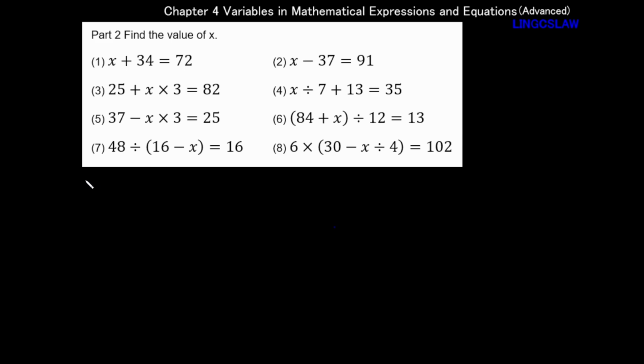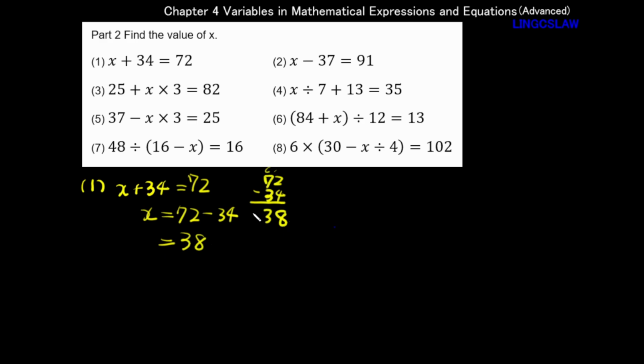This is just a calculation. So number 1, x plus 34 equals 72. So you subtract 34 from both sides, x equals 72 minus 34. 12 minus 4 equals 8, and 6 minus 3 equals 3, so 38. So x equals 38.